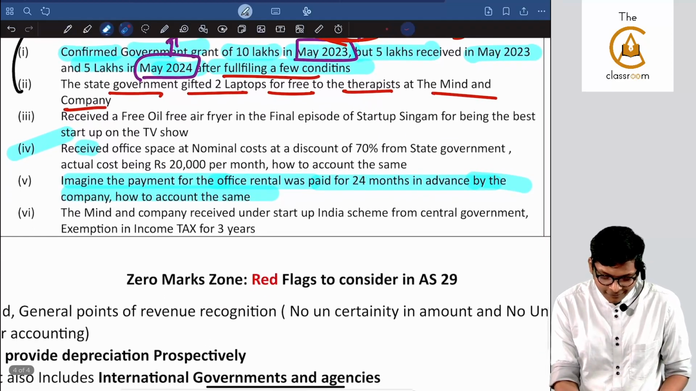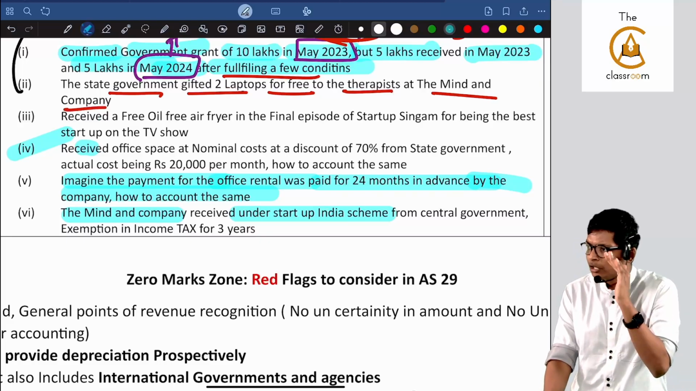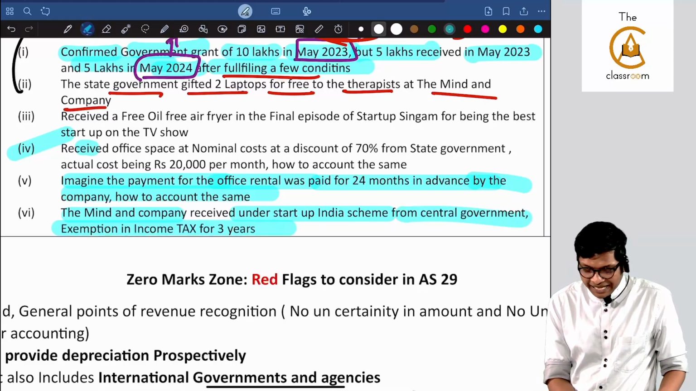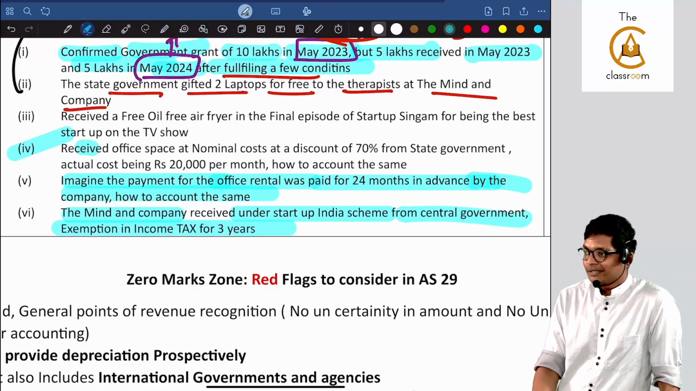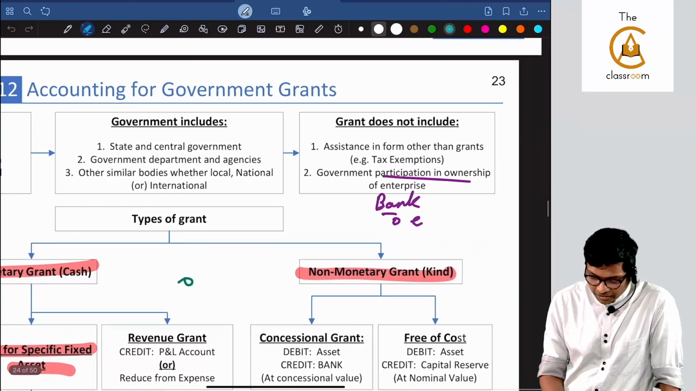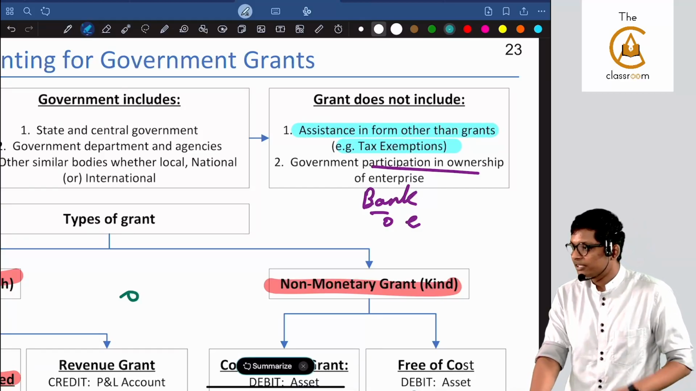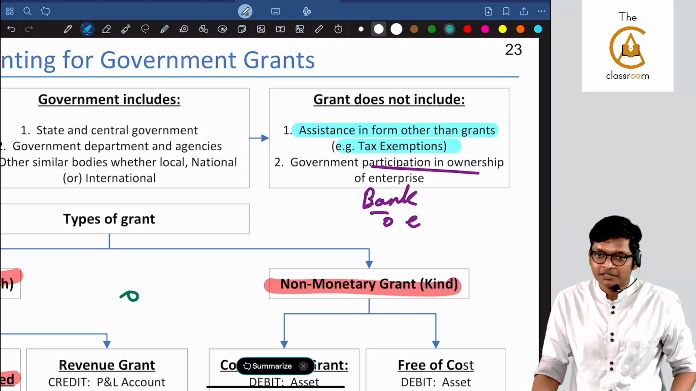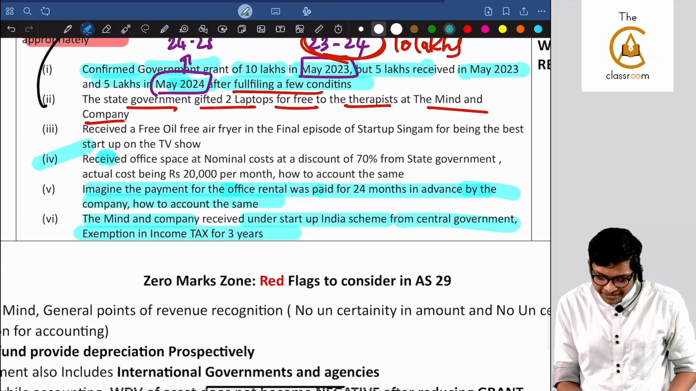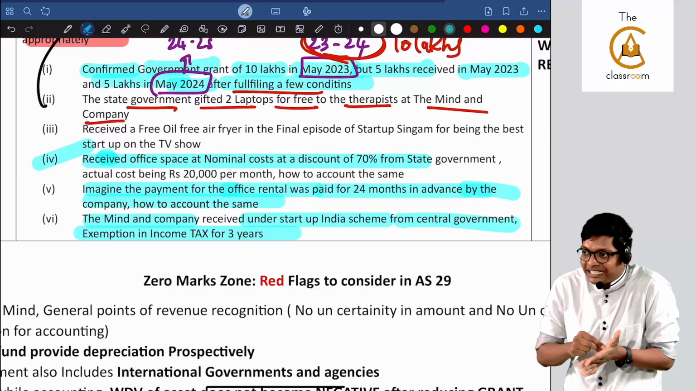Okay. Next. The company received under the Startup India scheme, which we also received, guys. Any recognized startup in India receives an exemption in income tax for 3 years from the central government. This is not a grant, because in the definitions, grant does not include assistance in forms other than grants, for example tax exemptions or water supply. Government is giving me a water supply at a 70% discount. Not everybody gets it; specifically only I am getting it because I applied. So I will account for a grant only if you got selected for it.